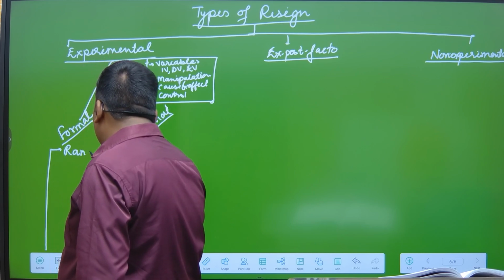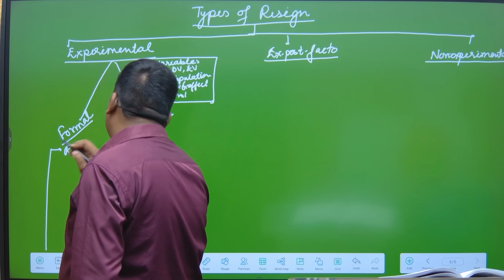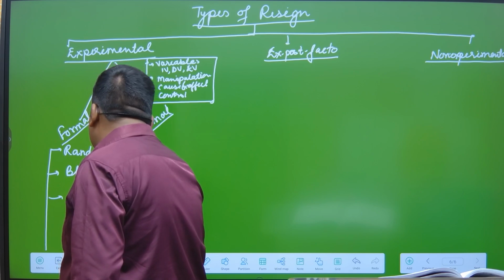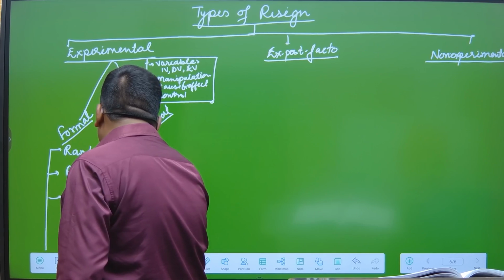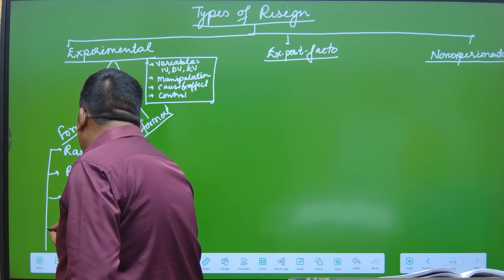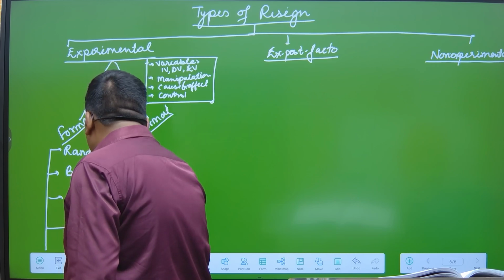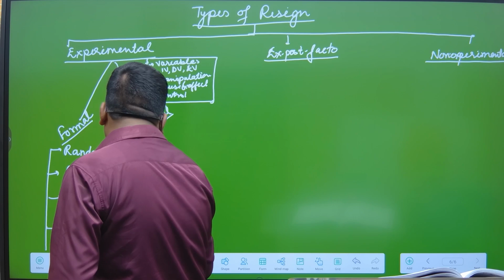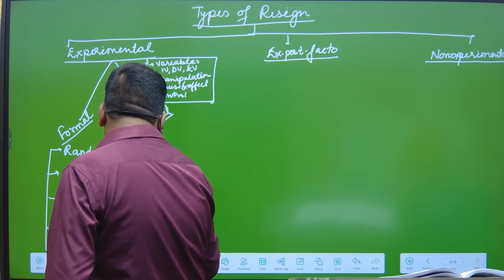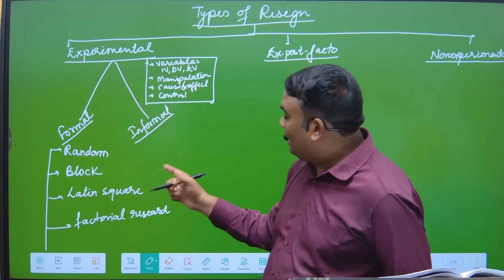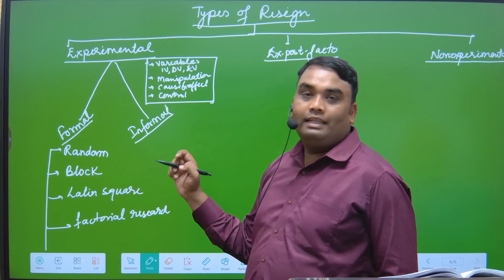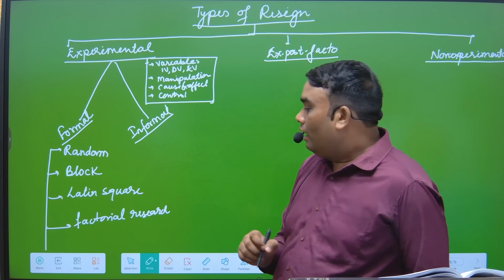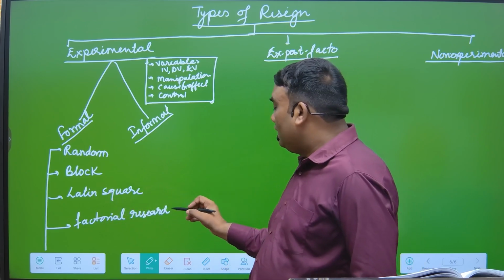First, as I mentioned, you must be familiar with the name, right? Random research design. Second is block research design, right? And third is Latin square, right? And fourth is factorial research design. So factorial, random, Latin square, and block. These are the topics of which part? Formal experimental research design. And the most important topic for our exam is factorial.